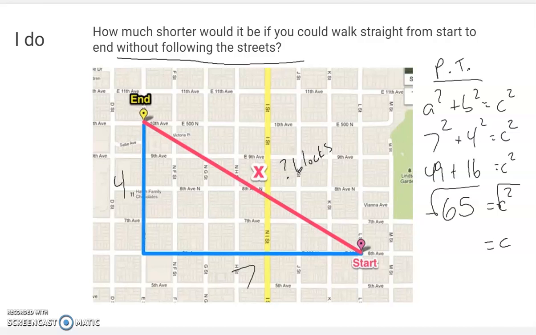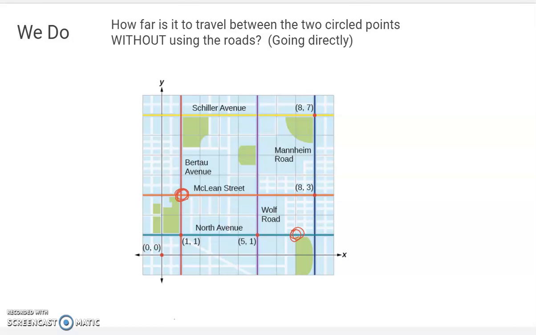And 64 would be 8, so that's going to be 8 point something. A very, very little more than 8. So this is about 8 blocks, a little more, if you could walk straight there. So instead of walking 11 blocks to get there, you could just walk a little tad more than 8, and you'd have it.